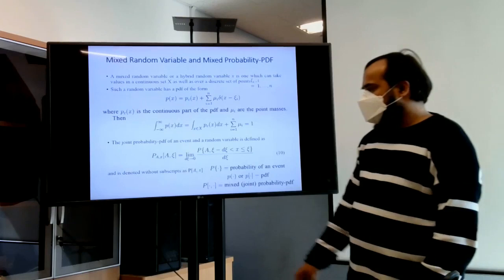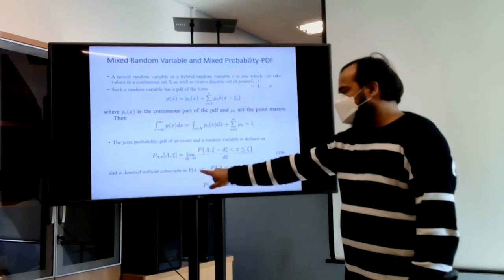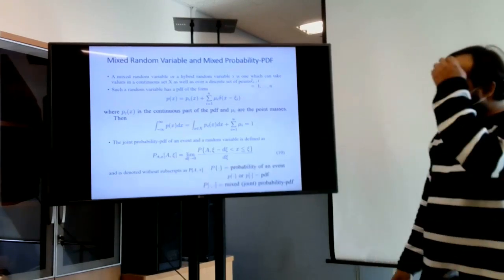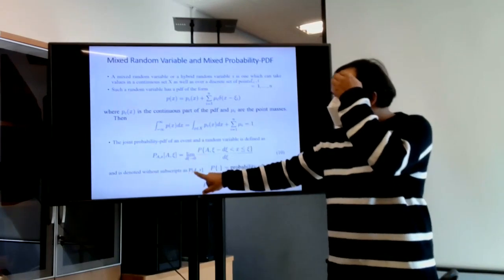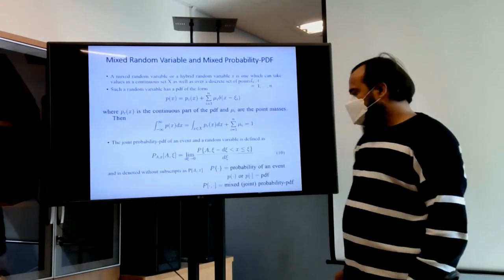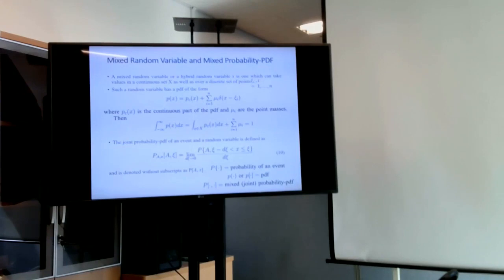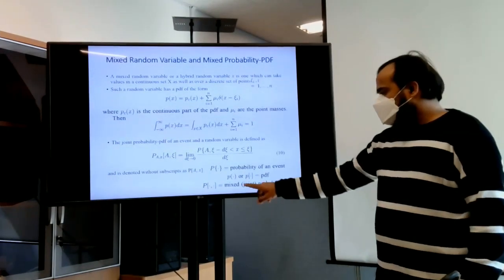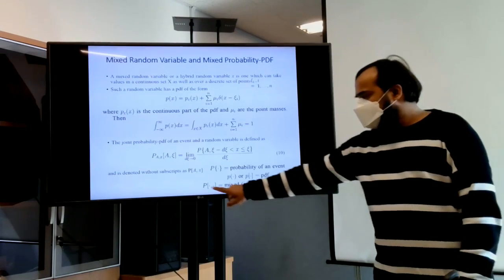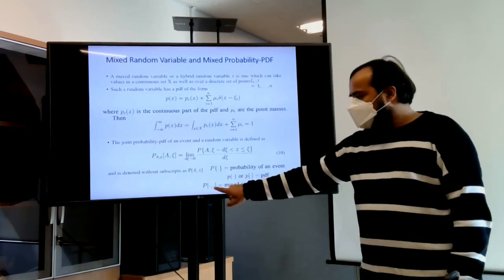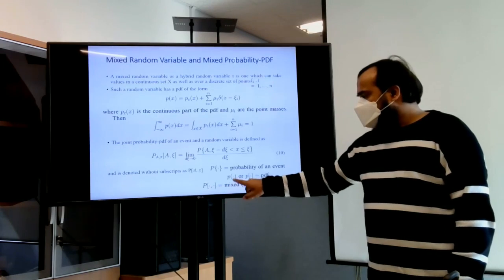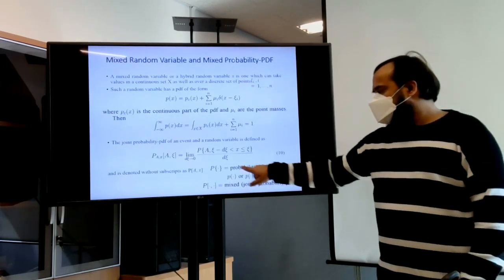and is denoted without subscript. We can write this thing like p of a comma x. So we can denote the mixed or joint probability PDF like p of some variable comma some variable, and this is PDF, and this is probability of mass.